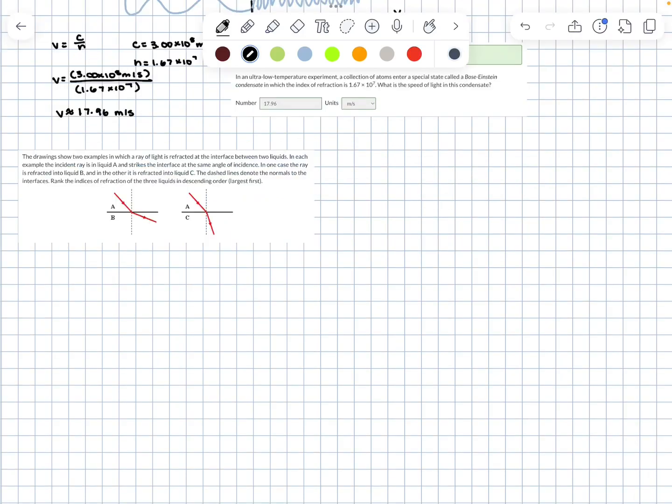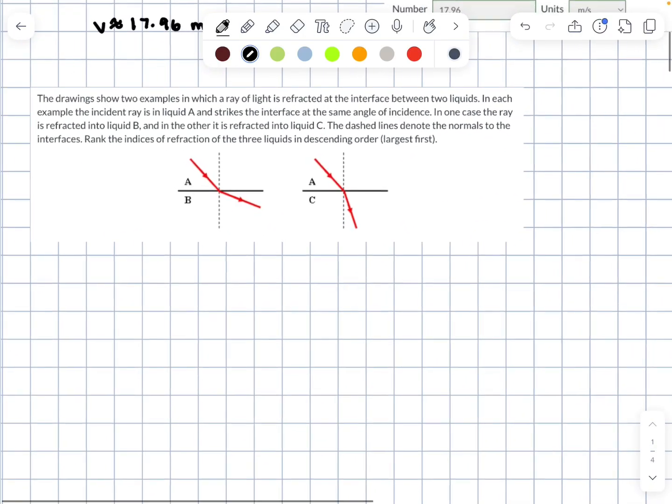Let's move on to question 2 of our homework for week 6A. This is not a calculation-based problem, so we're going to walk through this and piece together things we've learned from this unit.